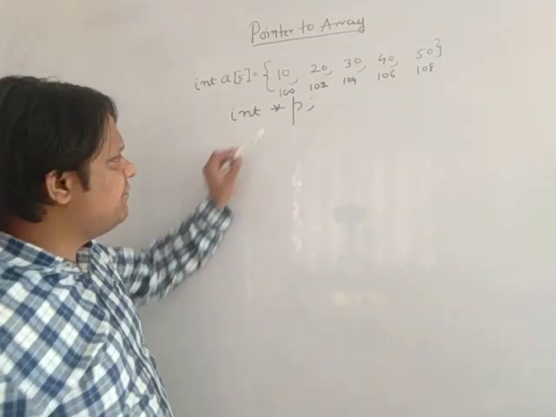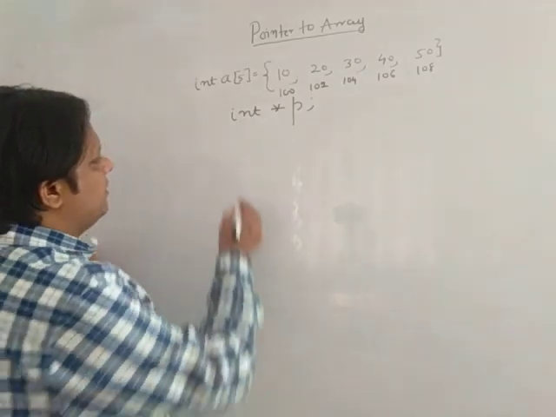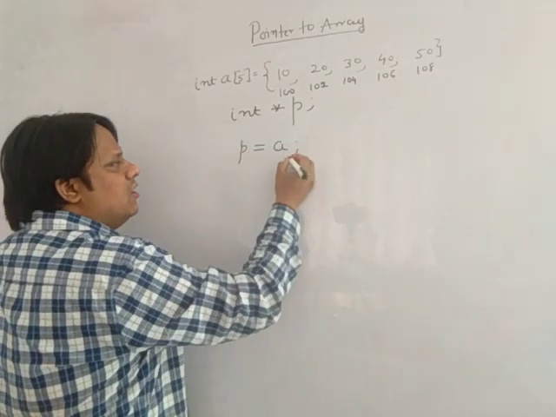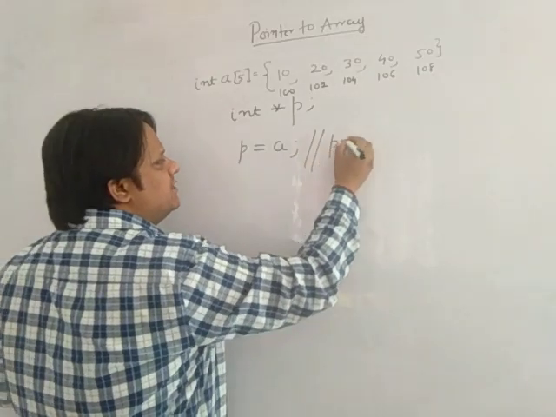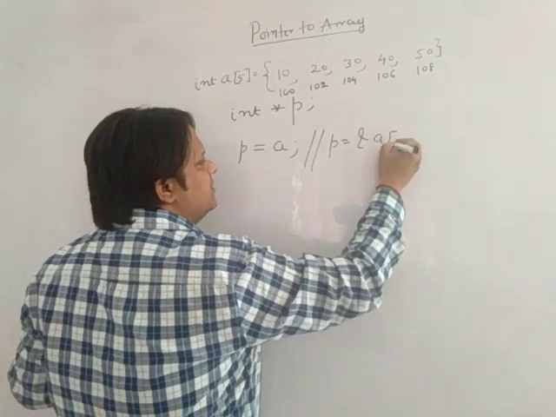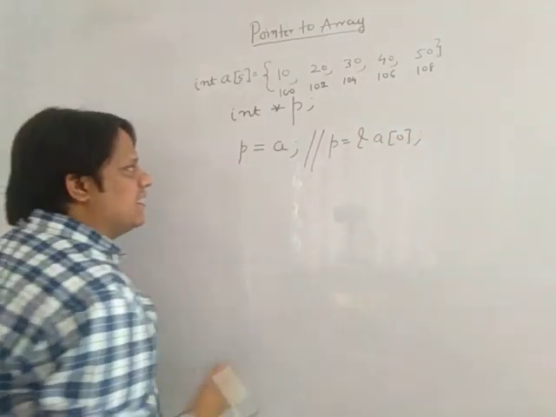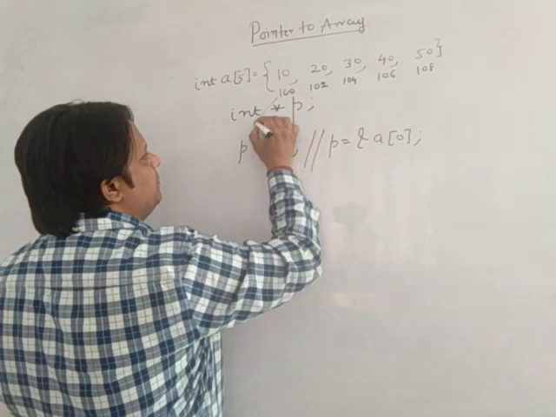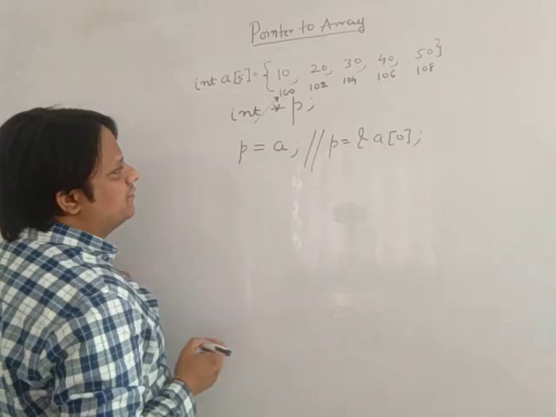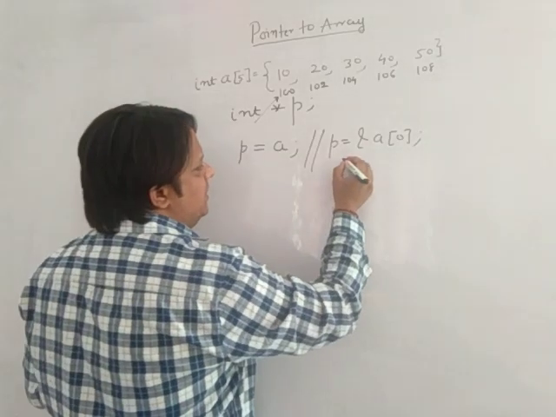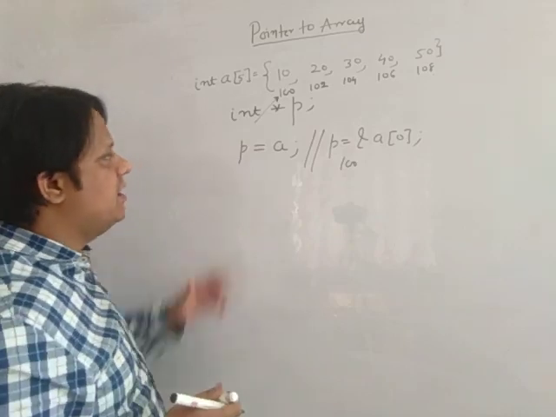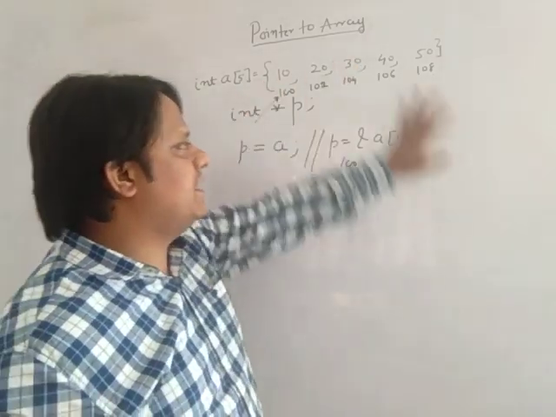So if I want my pointer to point to 100, I can write P = A, right? Or even I can write P = &A[0]. Both ways are correct. So I am writing P = A. It means my pointer P is pointing to the base address of the array. So P is now pointing at 100. This is basically a pointer to an array, where the pointer points to the base address of the array.